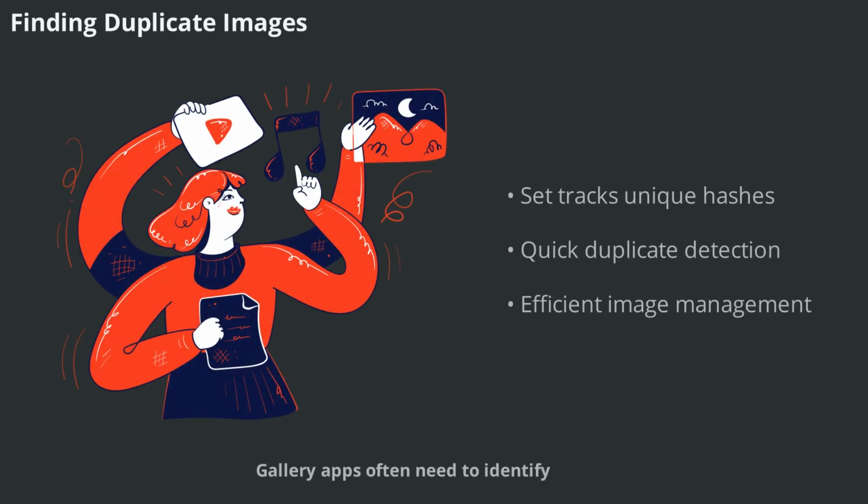Gallery apps often need to identify duplicate images to help users manage storage. The interview question here is how to find duplicates when each image has a unique hash. The solution is to use a set to track hashes as you iterate through the list. If a hash is already in the set, it's a duplicate. This approach is efficient and leverages the properties of sets for quick lookups. By applying this method, you can easily detect and handle duplicate images, showcasing your practical problem-solving skills in real app scenarios.